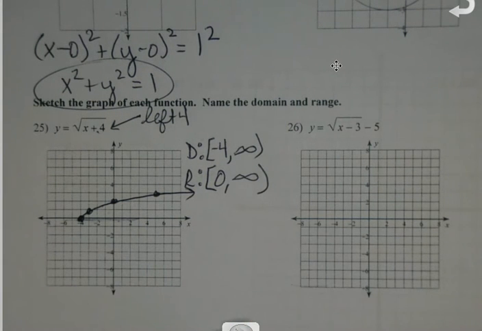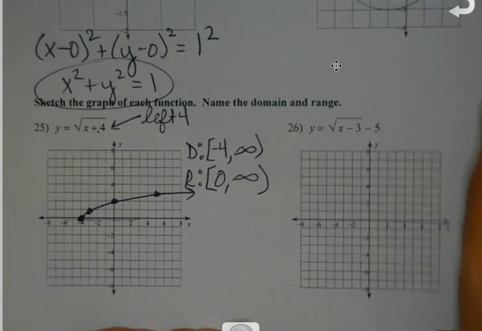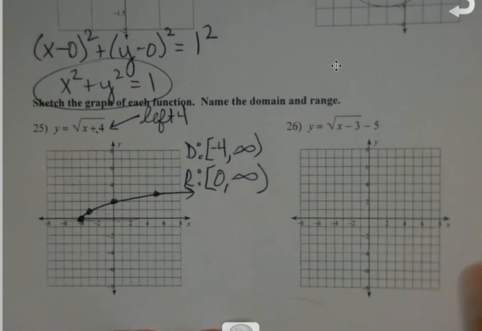So you've learned something new before you've even had to see it. It's not a bad deal. That'll be coming. So if you want to try a couple of those, see if you've got it down. It's something new.